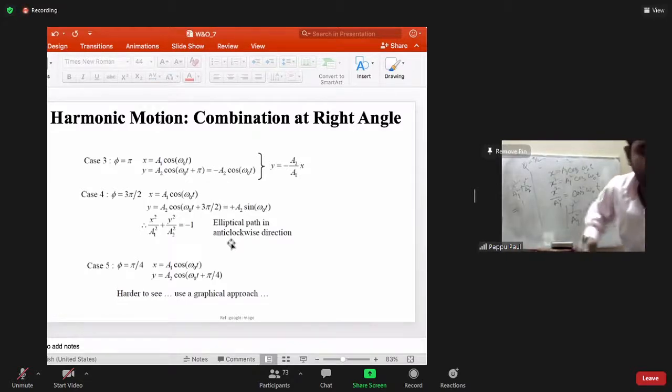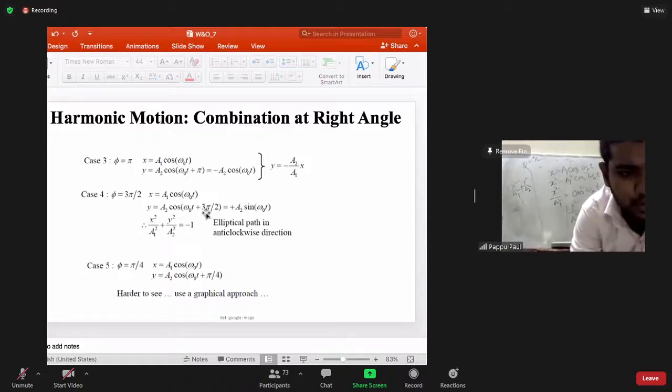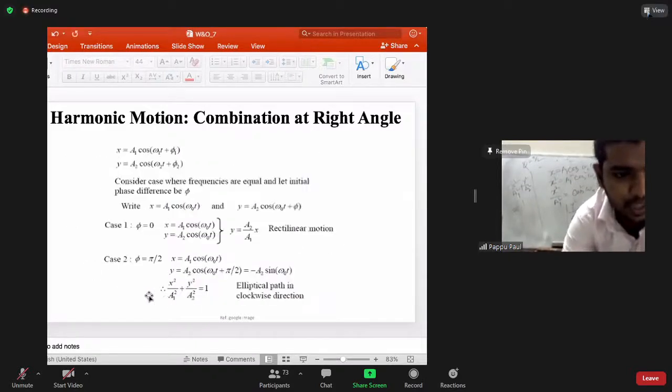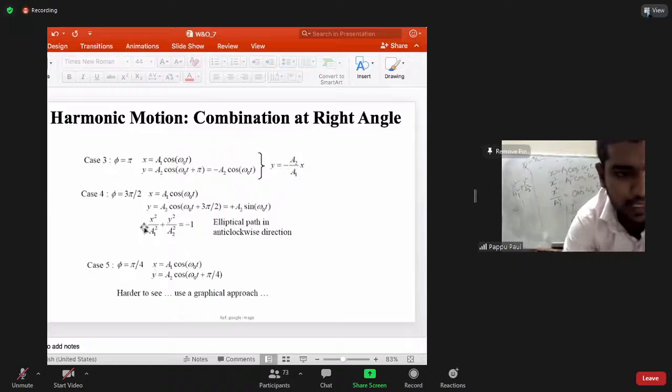Let's consider here another case, 3 pi by 2. Now consider this, there is a minus 1 here, but there will be a plus 1 here, because case 2 and case 4 will be the same case. Okay, there is a mistake here, it is minus 1. This will be plus 1.